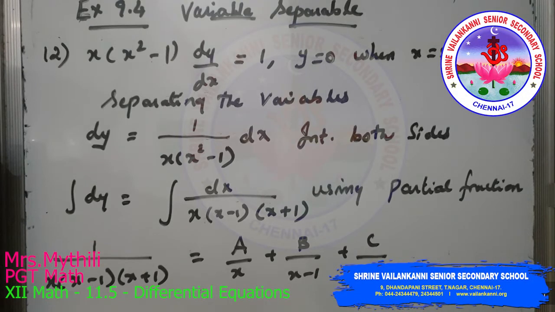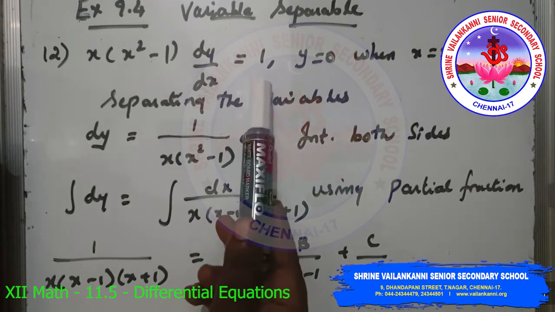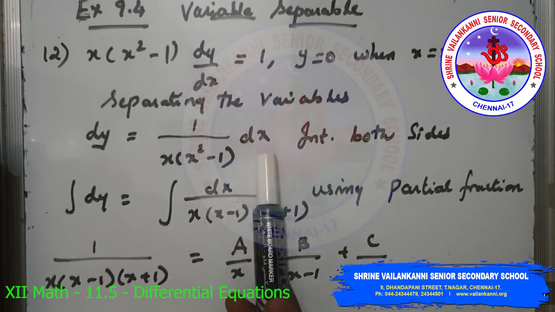Welcome children. Exercise 9.4, variable separable. Find a particular solution satisfying the given conditions. The 12th question: x(x² − 1) dy/dx = 1, y = 0 when x = 2. Separating the variables, dy = 1/(x(x² − 1)) dx.